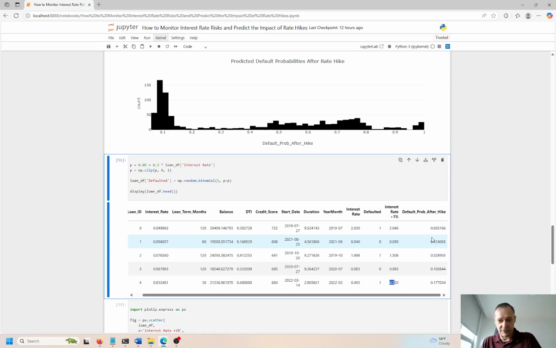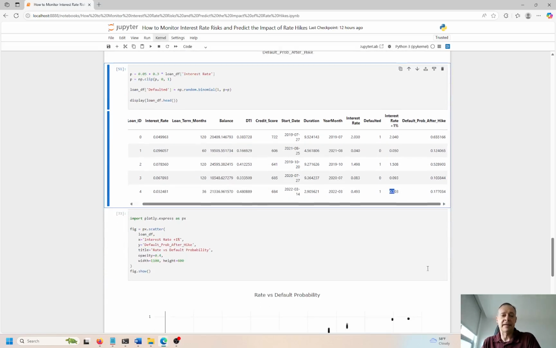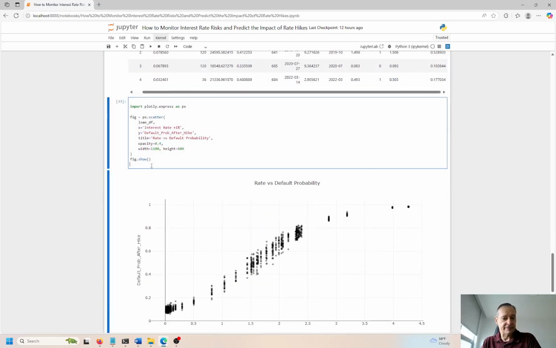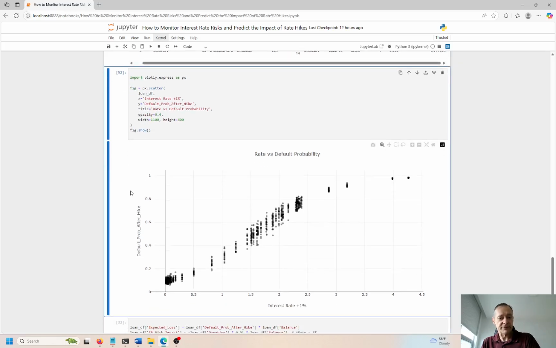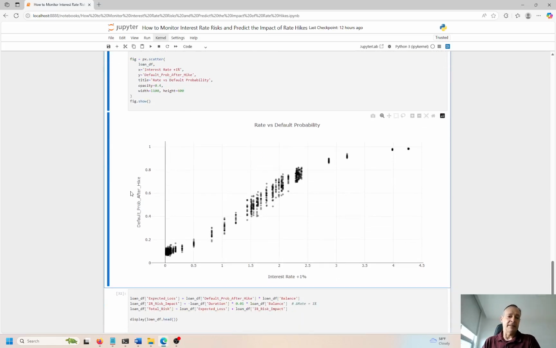And then you can see the probability, the default probability after the hike. Okay, so we can see that there, and we can see this over here in this chart. We see the interest rate increasing by 1%, and then the impact on the default probability of the portfolio, right? So this gets like very serious very fast, right?